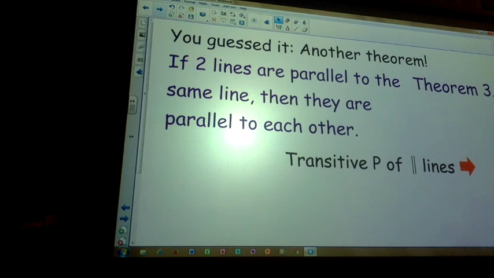If two lines are parallel to the same line, then they are parallel to each other. Oh. Transitive property of parallel lines. That's okay. If A is parallel to B and B is parallel to C, A is parallel to C. That's the transitive property.